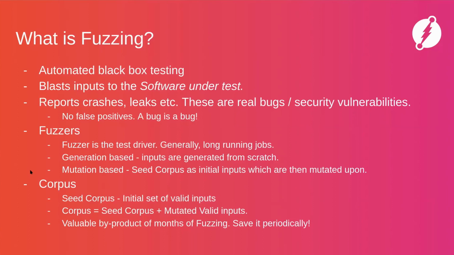As I mentioned, the main goal of fuzzing is to find bugs and report crashes and leaks in your software. But a good byproduct of fuzzing is the corpus itself. And we should always save it periodically and use it for regression testing, which I will talk about next.